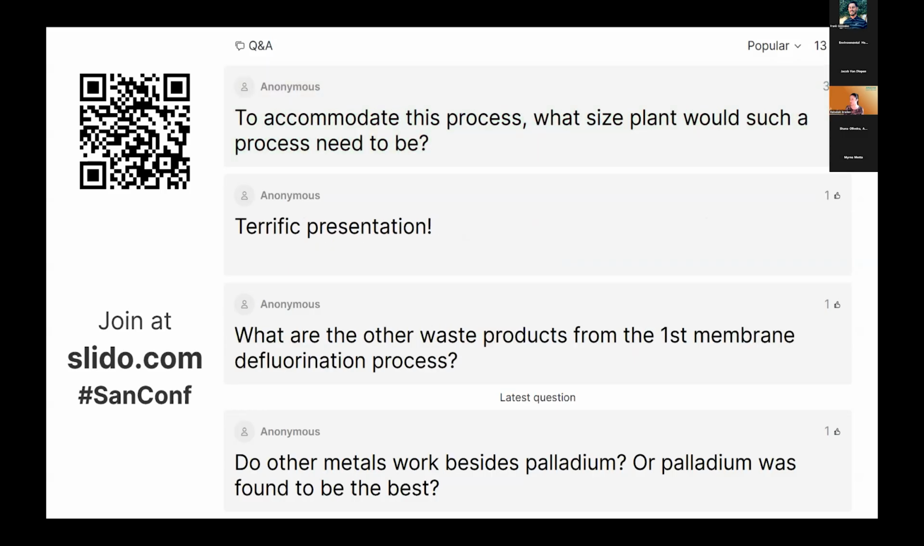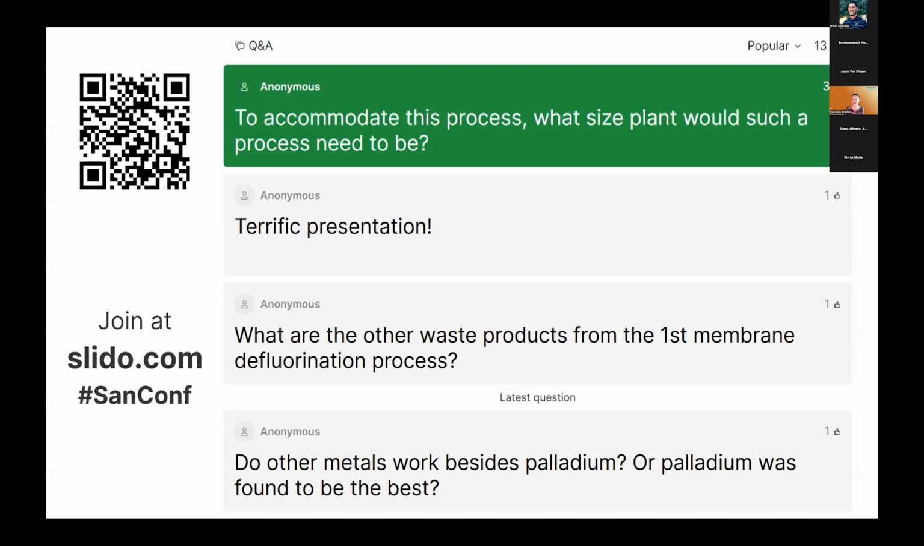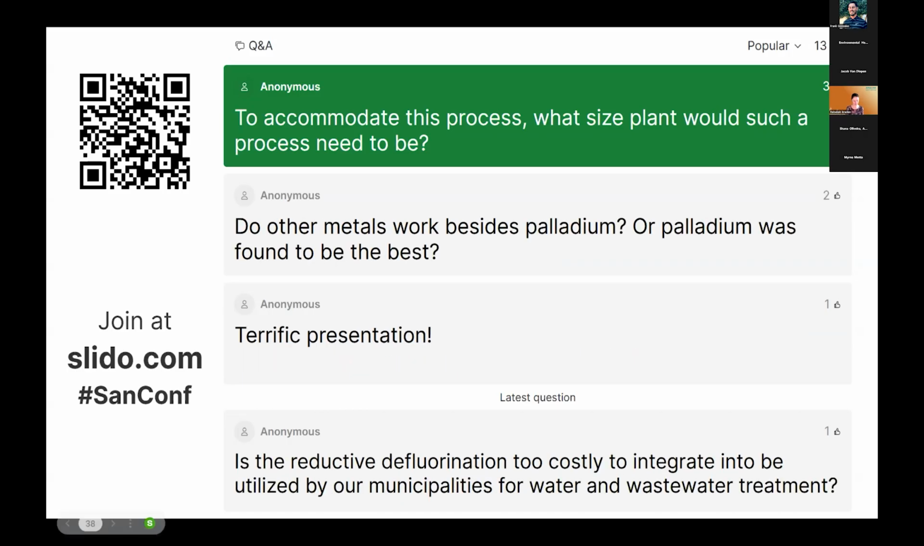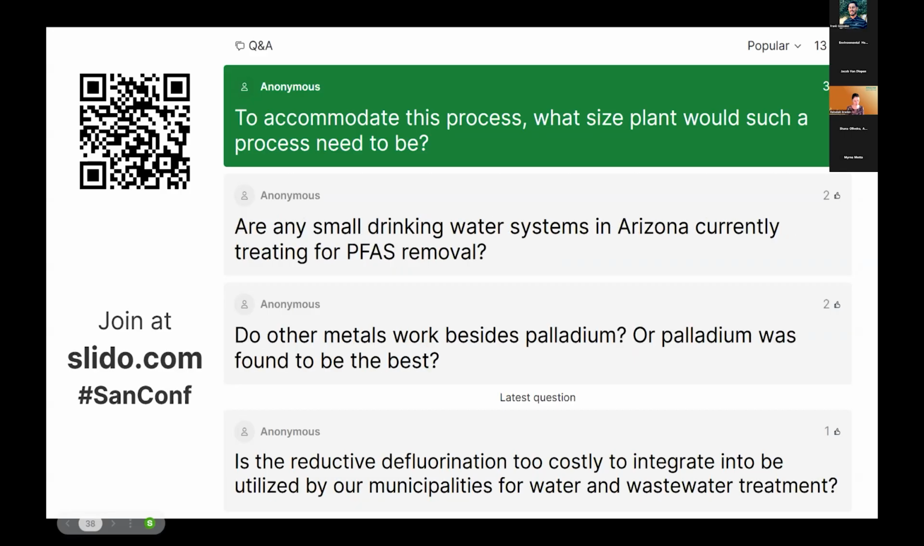All right. To accommodate this process, what size plant would such a process need to be? Well, that's a good question, and I can't give you an answer, for two reasons. Number one reason is every situation is different. What are the water flows? What are the concentrations? Everyone's going to be different. So there's no one size fits all answer on this.